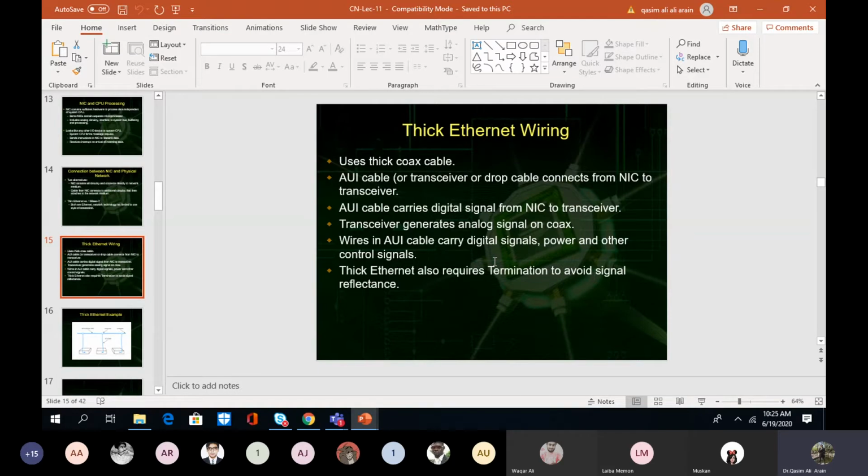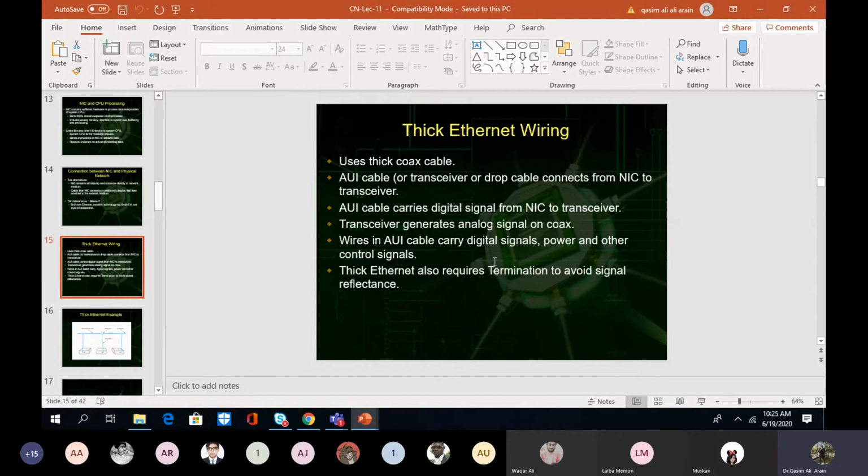Now, what is thick Ethernet wiring? How can you create thick Ethernet? Use thick coaxial cable. We might be using thick coaxial cable and an AUI cable, auxiliary user interface. AUI stands for auxiliary user interface cable, or transceiver or drop cable, which connects from the NIC to the transceiver, right? The AUI cable carries digital signal from the NIC to the transceivers. Transceivers generate analog signal on the coaxial cable. Wires in the AUI cable carry digital signal, power, and other control signals. Thick Ethernet also requires termination to avoid signal reflectance.